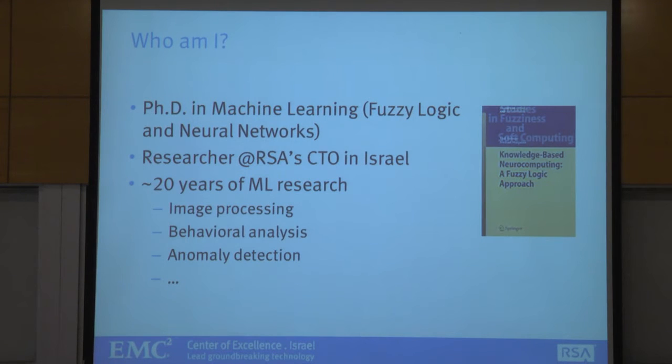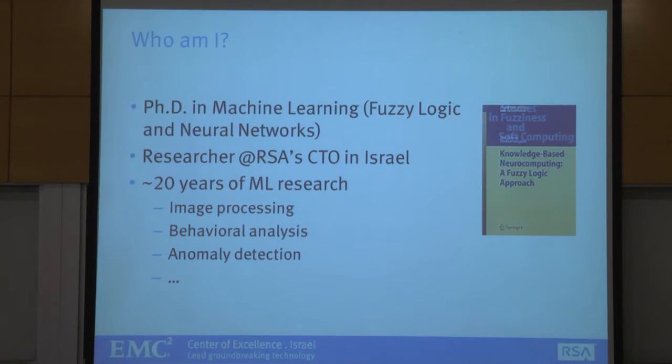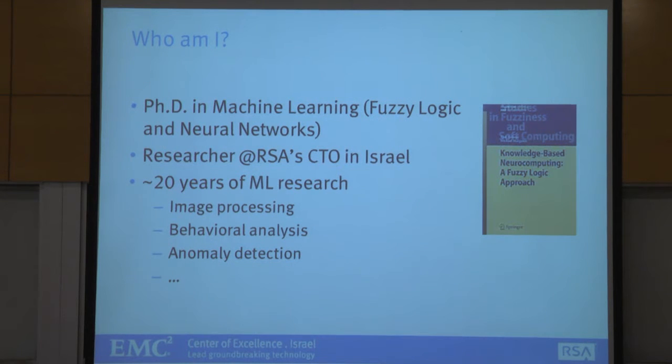So just a little bit about myself. As I said, I did my PhD in Tel Aviv in machine learning, specifically neural networks and fuzzy logic. I wrote a book about it. It's on Amazon. It costs about $100. If some of you are thinking about what to buy for Rosh Hashanah for your friends. And since then, I moved to the industry. I worked for NICE Systems for 4 years, and now I'm at the CTO group of RSA. I've been doing a lot of machine learning in the industry, in the academy, and prior to this, in the Israeli Navy. I wrote algorithms for anti-missile systems, defense systems.